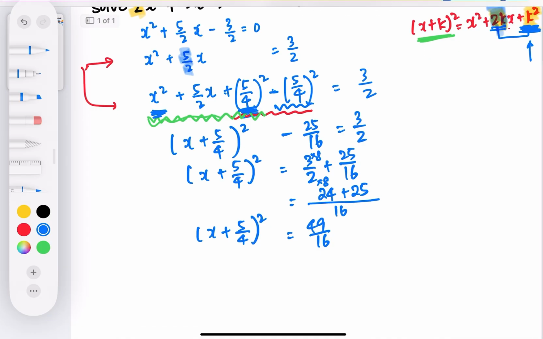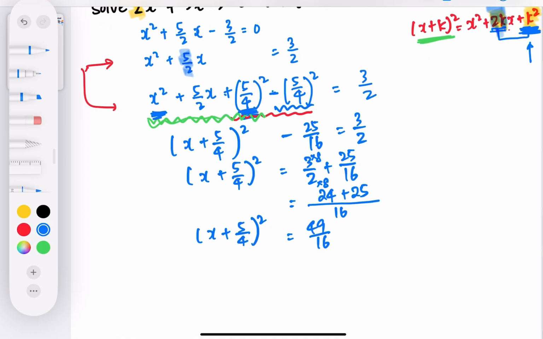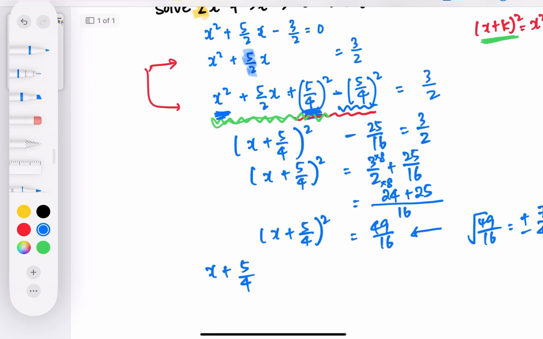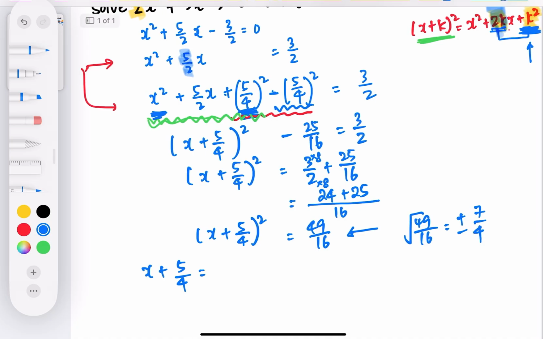Now, in order to find the x term, we are going to square root the entire equation here. Now, we know that the square root of 49 over 16 will give us plus or minus 7 over 4. So first we have x plus 5 over 4 equals positive 7 over 4, or x plus 5 over 4 is equal to negative 7 over 4.